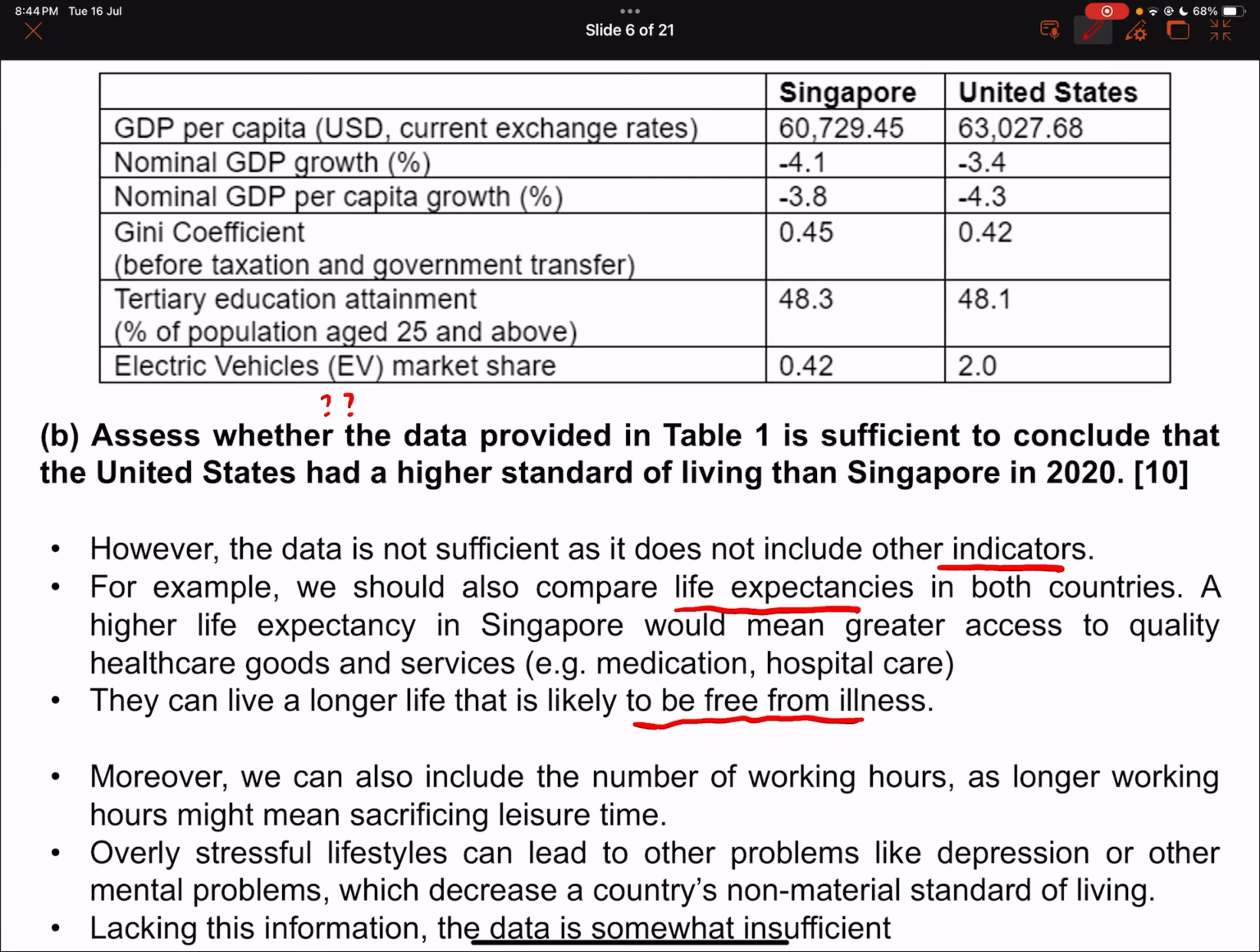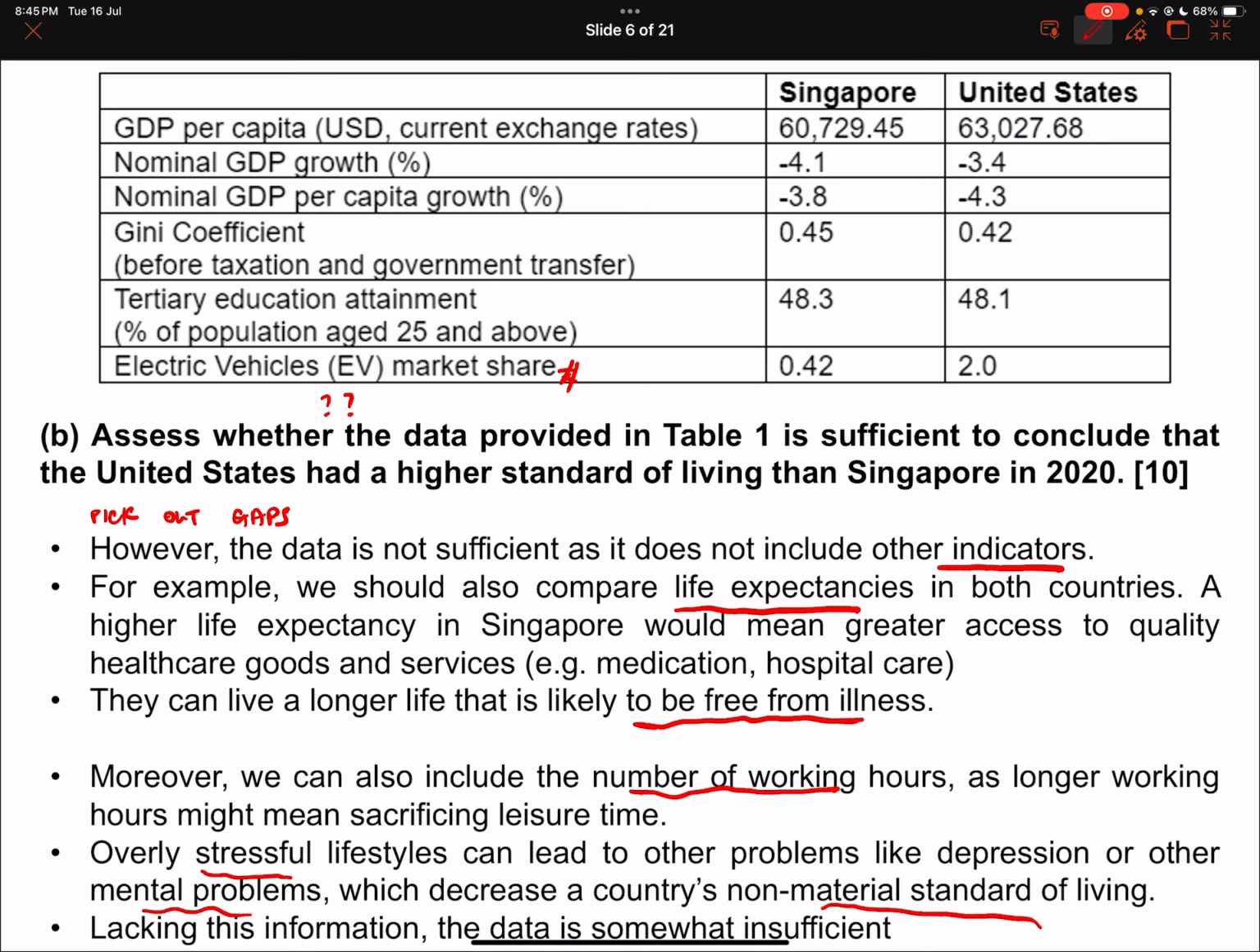So what you're trying to do is trying to pick out gaps. So one gap is life expectancy. Right? Another gap that you can point out is non-material standard of living consists of many things. One thing is the living environment, which EVs have kind of taken care of. Right? But then there are also other things, like for example the number of working hours. Because if you work longer working hours, it means you have less leisure time, and you don't want to be working too long, right? Sometimes you also have very, very stressful lifestyles, which can lead to mental health problems. So without looking at these things, you cannot have a totally full picture about the country's non-material standard of living.